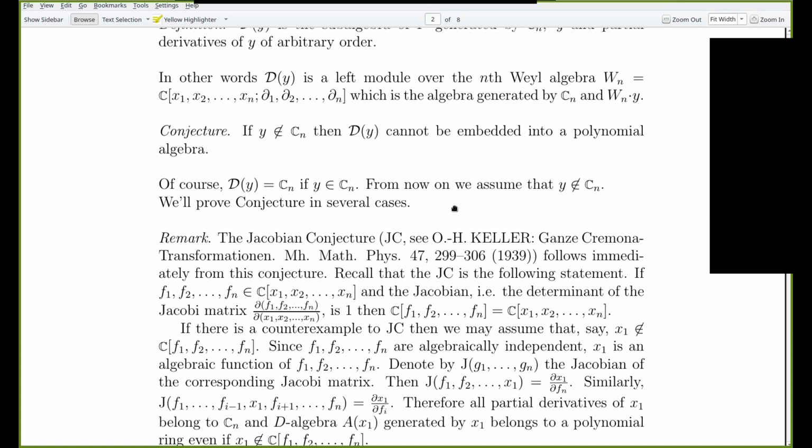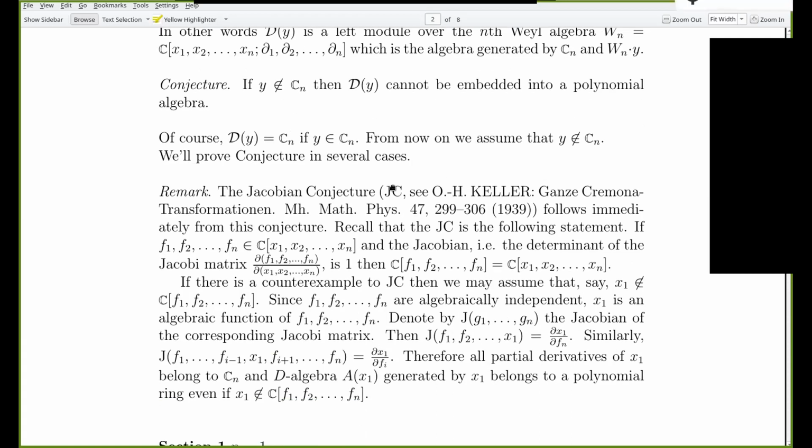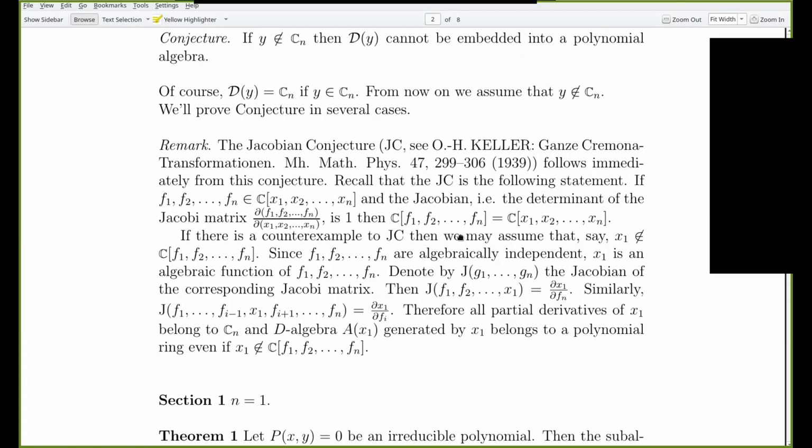Okay, so that's kind of a rather wild conjecture. Well, actually brave to call it a conjecture, though there is a wonderful word which one of my Polish friends taught me: suspecture. When you suspect that something is true, but don't want to actually conjecture it. So the Jacobian conjecture, again, I remind it, I'm sure all of us know it. It was formulated by Keller in 1939. And it follows immediately from this conjecture.